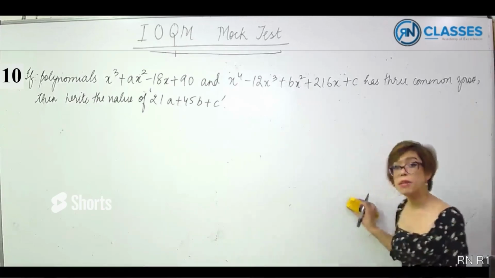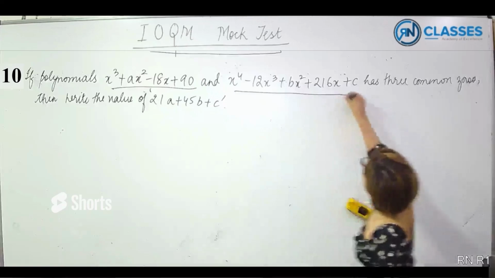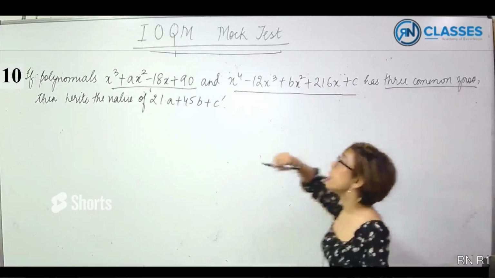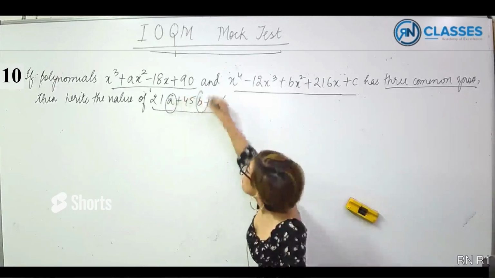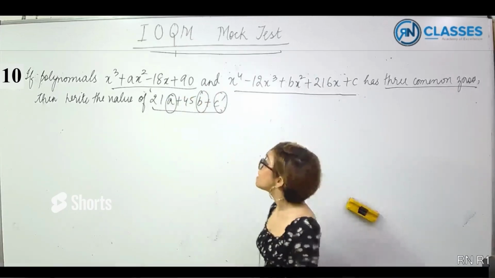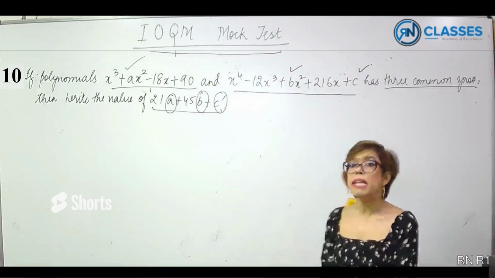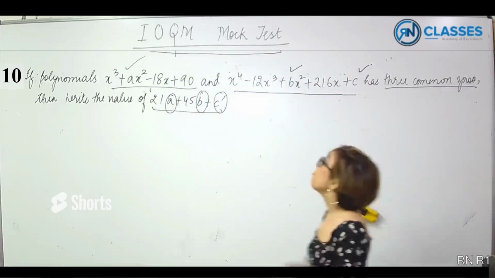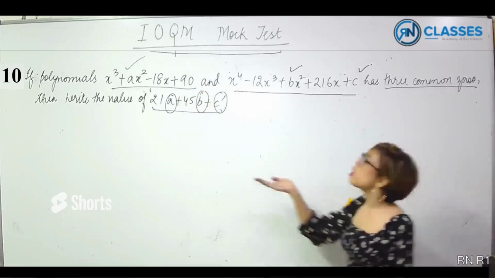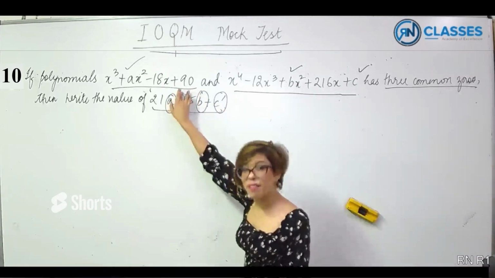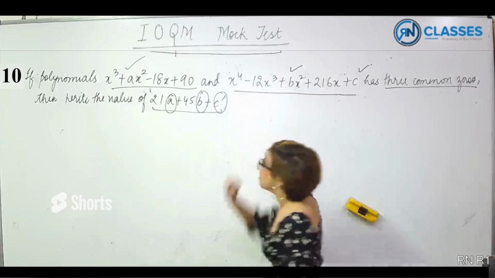Alright, on to the next one. Now, he says if polynomials this and this have 3 common zeros, then write the value of this expression. Now, obviously, if I can find out A, B, and C, my problem will be solved. Now, where is A? A is here, B is here, and C is here. Now, the condition given to us is polynomials have 3 common zeros. Mind it, this is a cubic polynomial, right? It will have 3 zeros anyway, and leading coefficient 1.